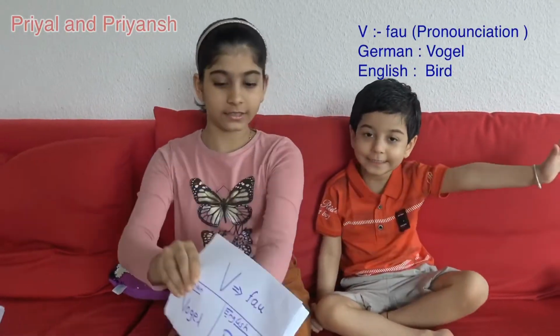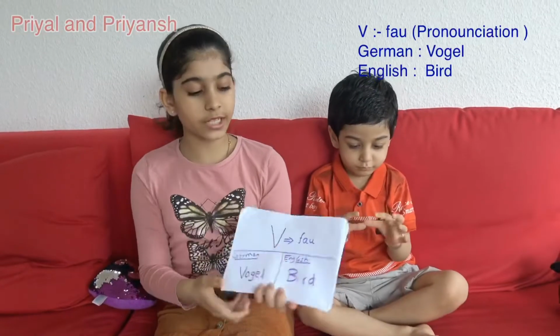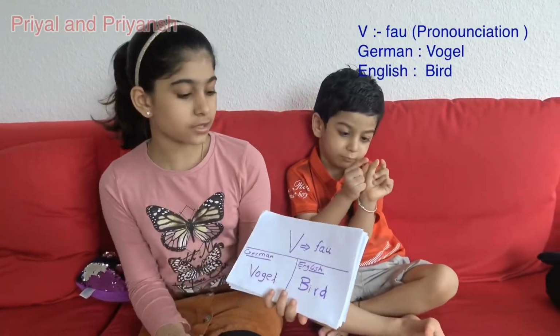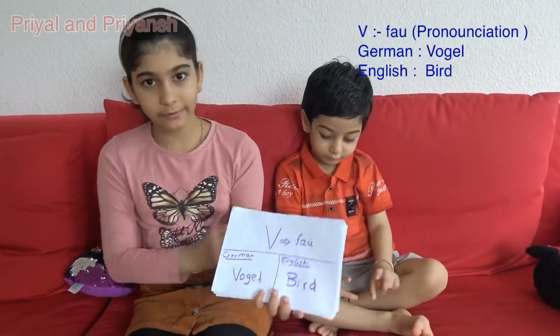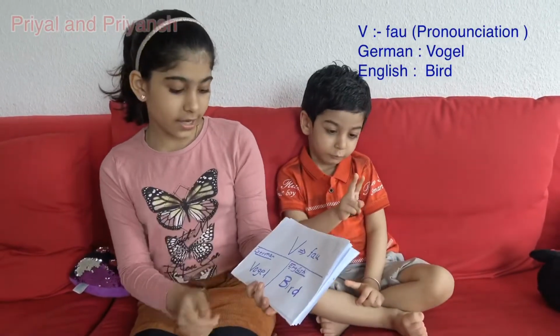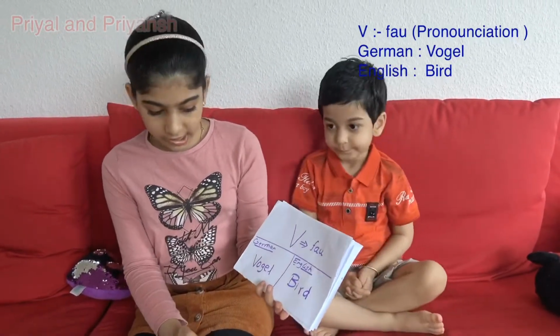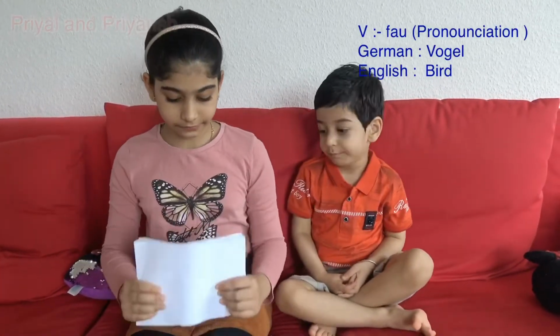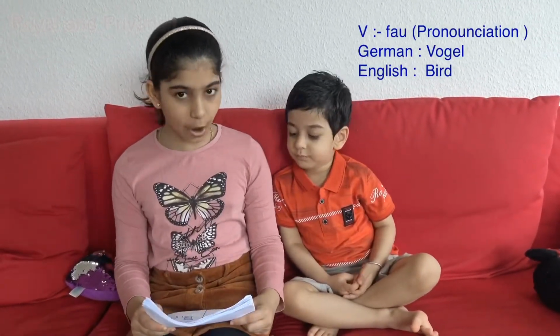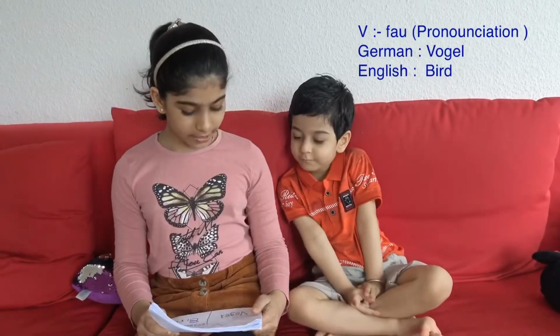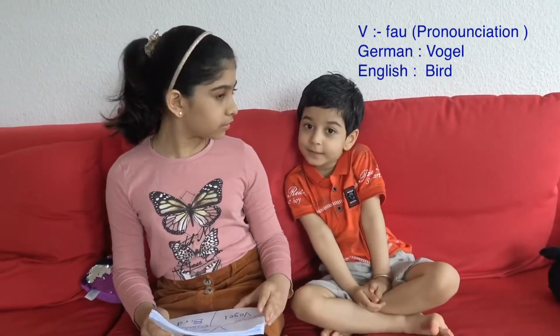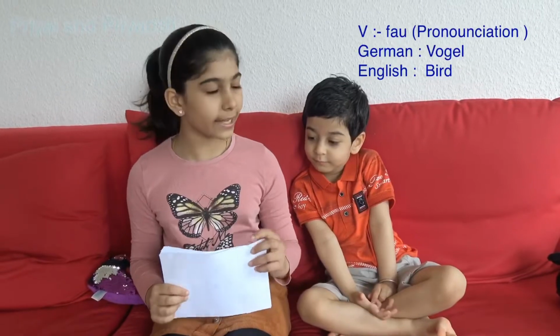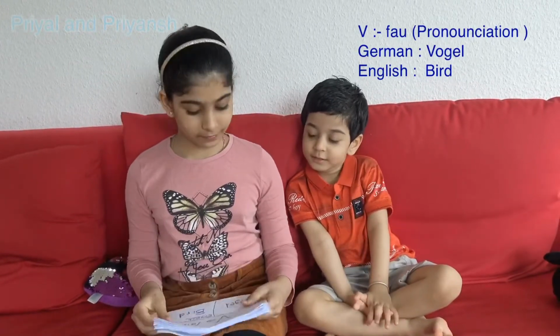Next we have the letter V. In German, the pronunciation is Faul. And in German, it's Vogel, and in English, it's Bird. Priyansh, can you say Faul? Faul. And Vogel? Vogel.